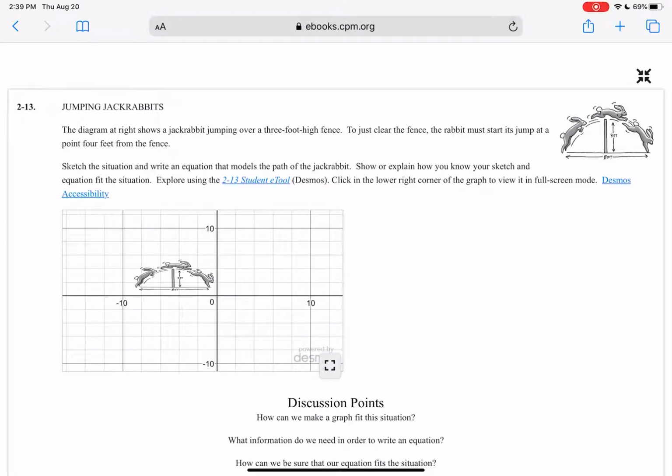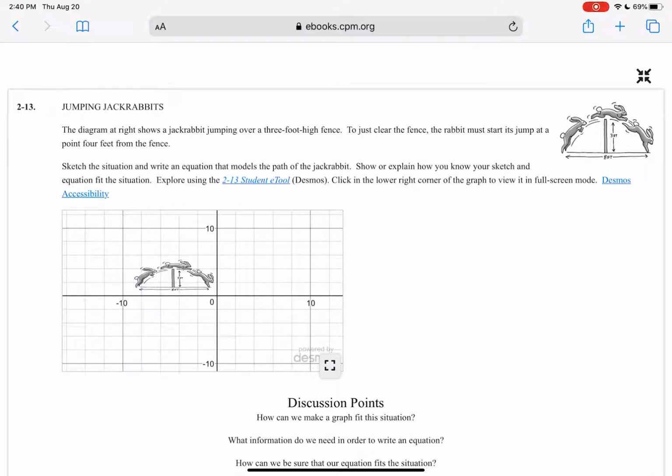Okay, problem 2-13, the jumping jackrabbits problem. The diagram at right shows a jackrabbit jumping over a 3-foot high fence. To just clear the fence, the rabbit must start its jump at a point 4 feet from the fence. Sketch the situation and write an equation that models the path.